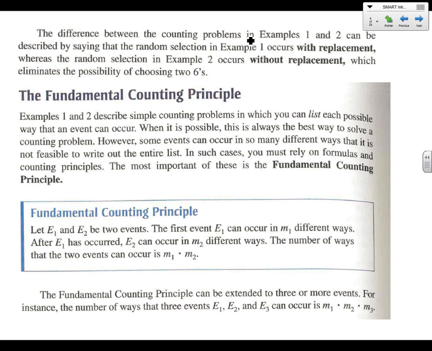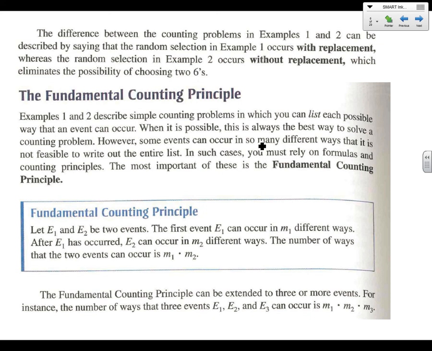All right, this brings us to the fundamental counting principle. The difference between the counting problems in 1 and 2 can be described as saying that the random selection in 1 occurs with replacement, whereas the random selection in 2 occurs without replacement, right? The 6s. Examples 1 and 2 describe simple counting problems in which you can list each possible way that an event can occur. When it is possible, that is always the best way to solve a counting problem.